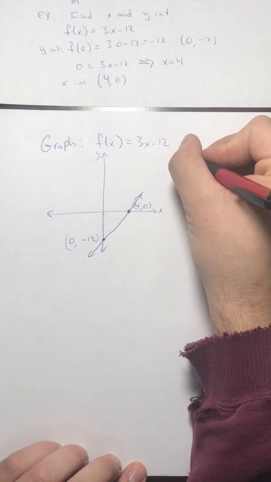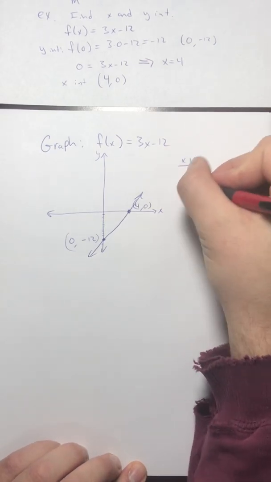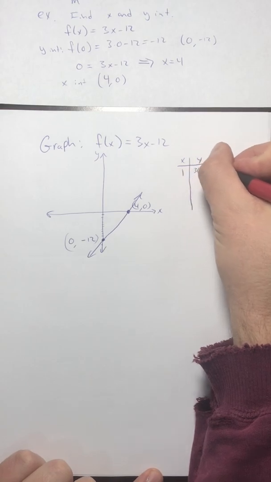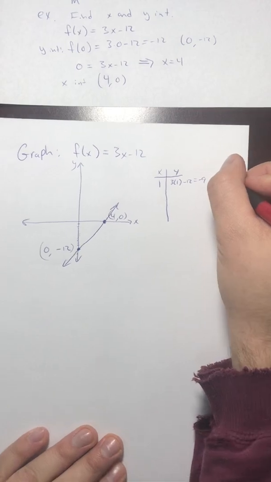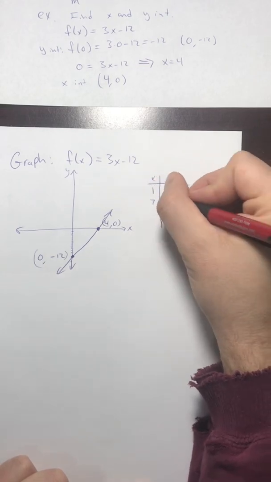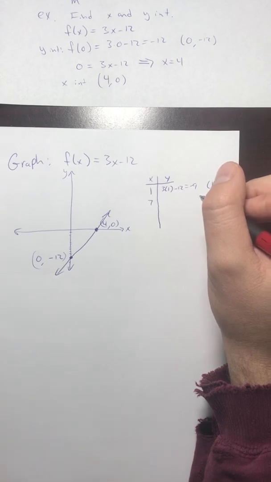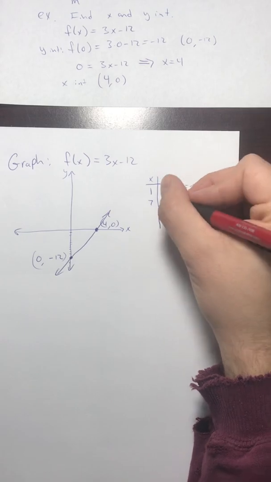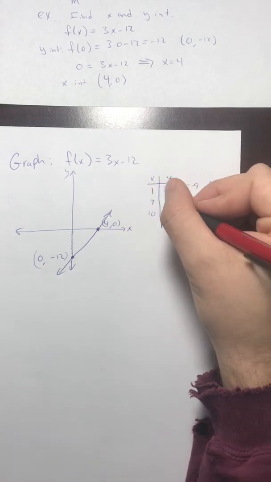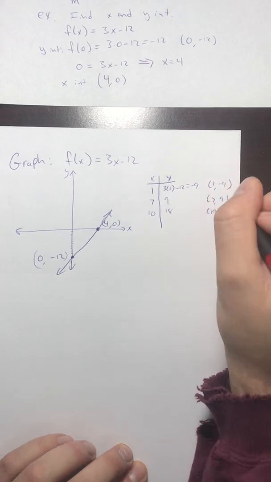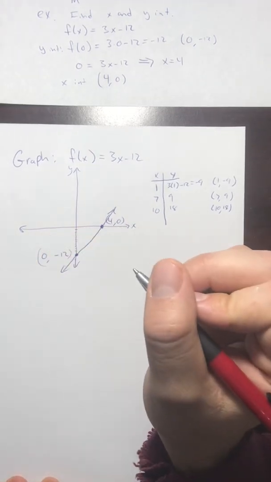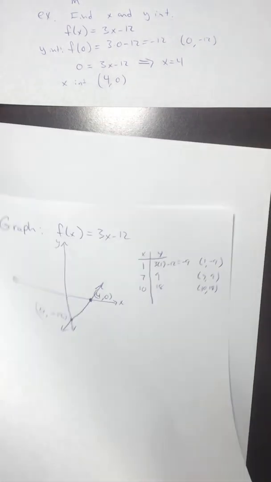So let's find some more ordered pairs. We can pick any element in the domain. The domain is real numbers, so let's maybe say if we pick x equals 1, 3 times 1 minus 12 is negative 9. So that as an ordered pair is 1 comma negative 9. Let's do maybe 7. So 3 times 7 minus 12 is 21 minus 12, which is positive 9, so 7 comma 9. Maybe let's do 10, which is 30 minus 12, which is 18. So we can just keep finding points on this line, but we need only 2 to graph that line. Not so bad.